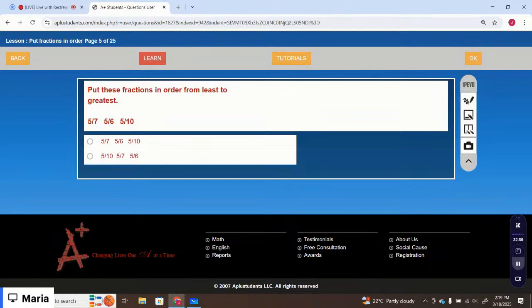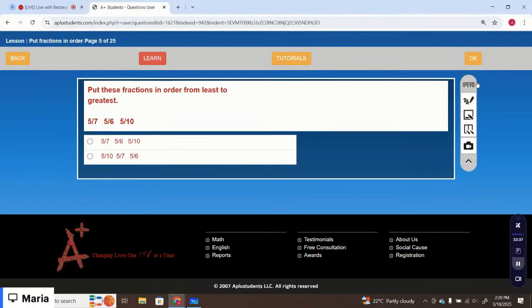Put these fractions in order from least to greatest. 5 by 7, 5 by 6, 5 by 10. They have the same numerators, so look at the denominator: 7, 6, and 10. The one with the smallest denominator has more portion colored, 5 by 6. So 6 portions, 5 of them are colored. We have to arrange them from least to greatest.